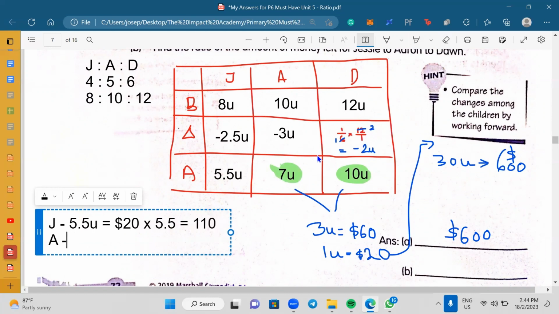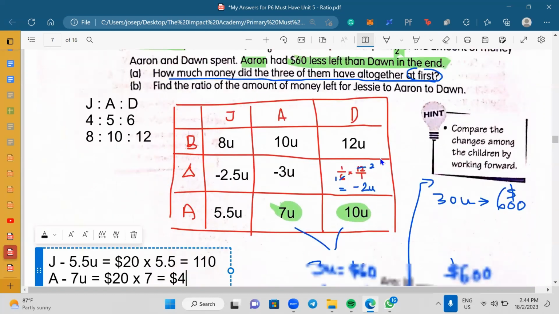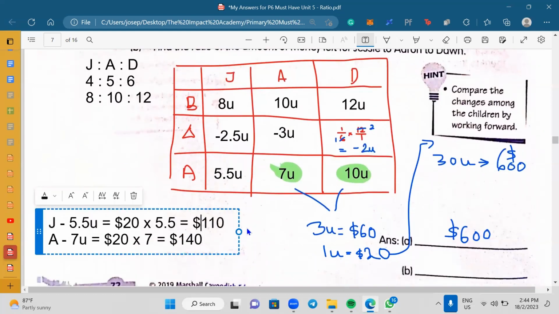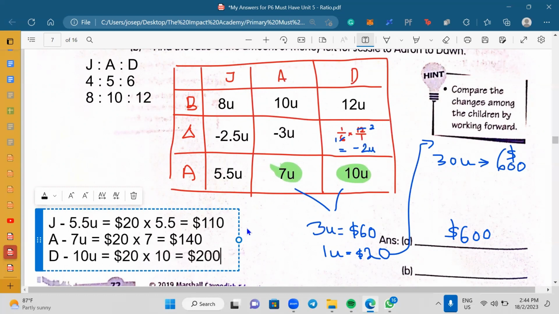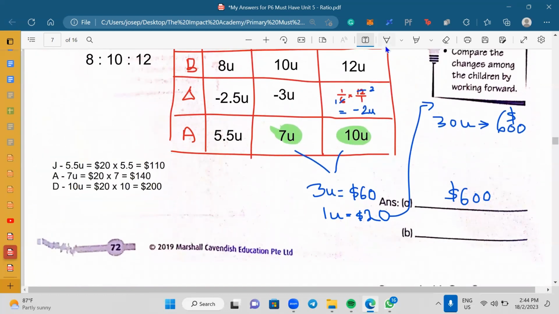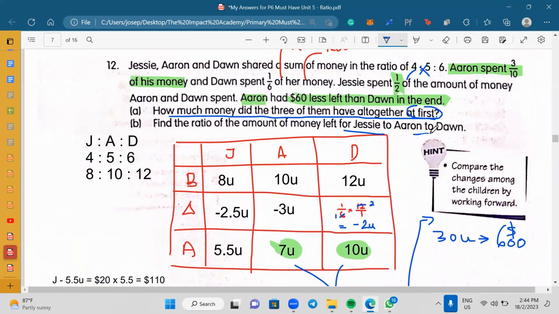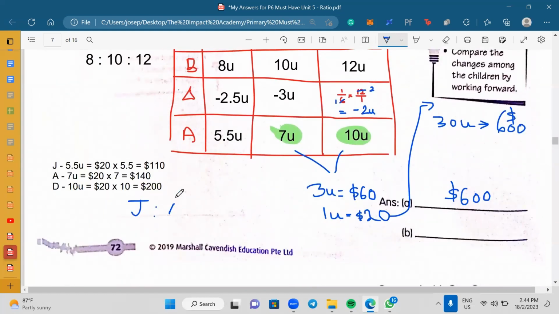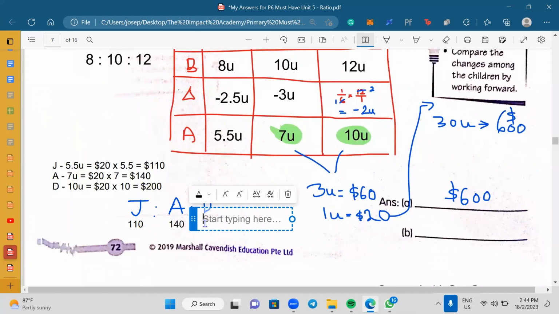Then for Aaron, it's 7 units, right? So 7 units equals 20 times 7. That gives me 140. Is it dollars or what? Yeah, $140. Agree so far? Then this 110 has to be in dollar sign as well. Correct? D is how many units? 10 units. So that gives me $20 times 10, which is $200. Agree so far? Now, express this in ratio. How? Put them side by side. They say Jesse to Aaron to Dawn, so it is simply just 110 is to 140 is to 200.